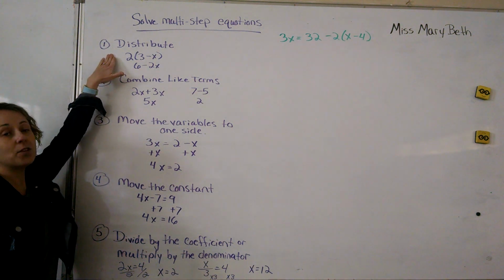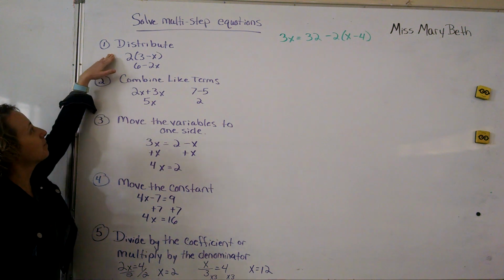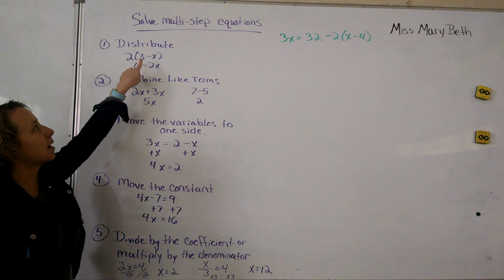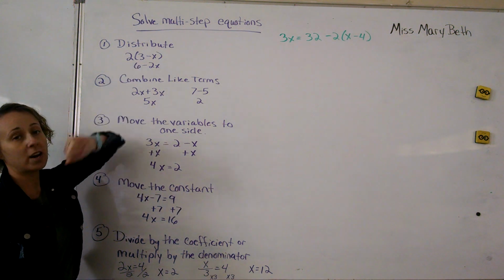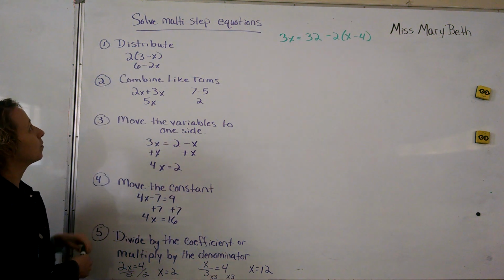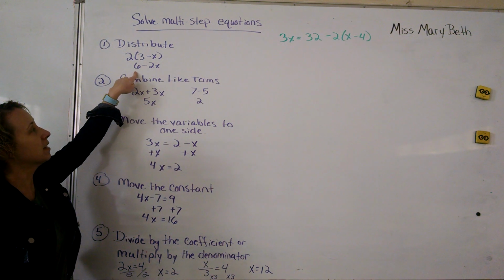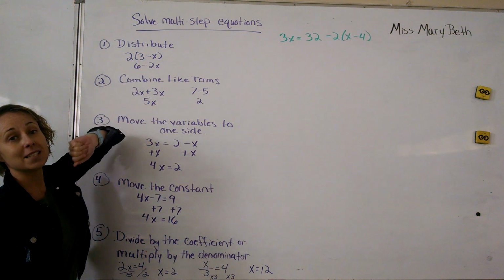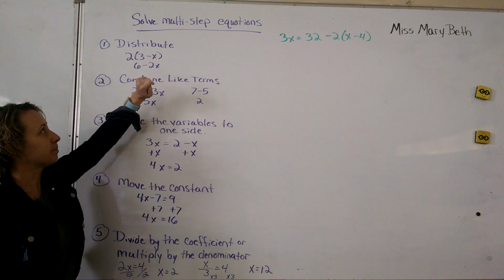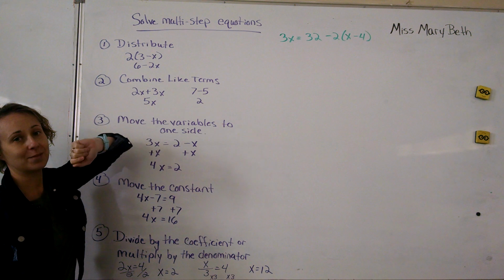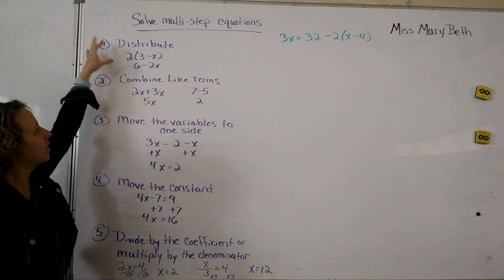Step 1, see if you need to distribute. This means you're using the distributive property. It means you have a number times a quantity. So you're going to check your problem. Do I have a number times a quantity? If you do, you're going to multiply that number times the first number, 2 times 3 is 6. And then you're going to multiply it times the second number. 2 times negative x is negative 2x. Or 6 minus 2x, depending on how you want to read it. Okay, so see if you can distribute.